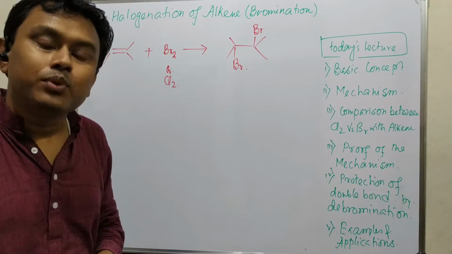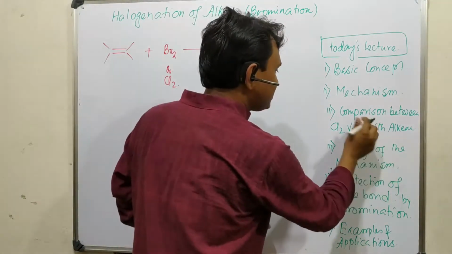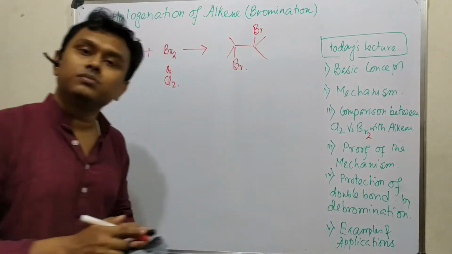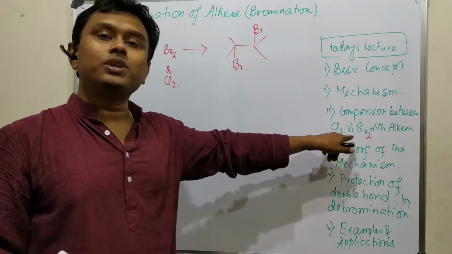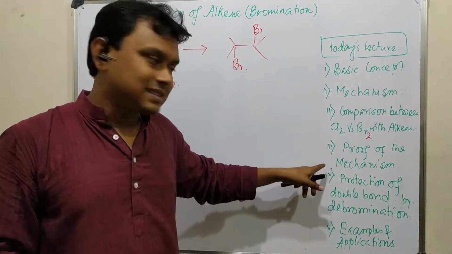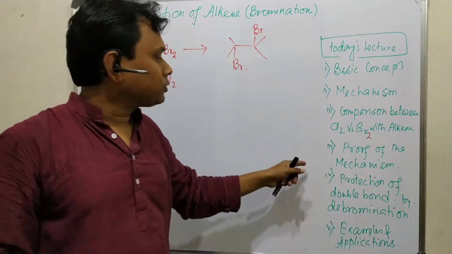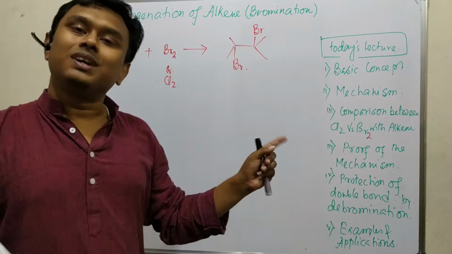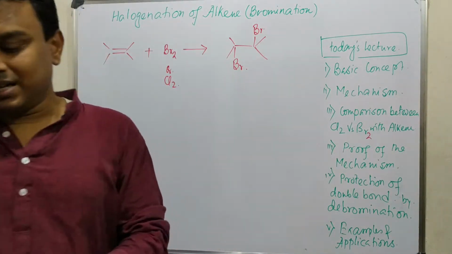As we said, bromination means that definitely the question is what about chlorine, because it is the cheapest one compared to bromine. So this comparison between chlorine and bromine's reactivity will then make proof of this mechanism, and after that this reaction could be a tool for the protection and deprotection of a double bond. We will examine that, and finally we will give some examples to complete this discussion.